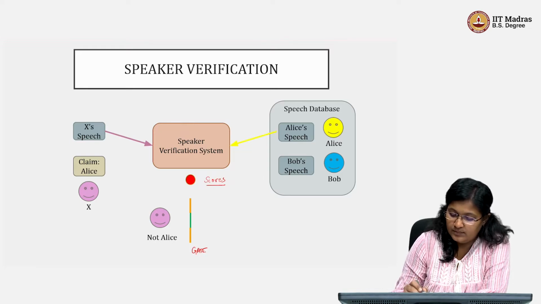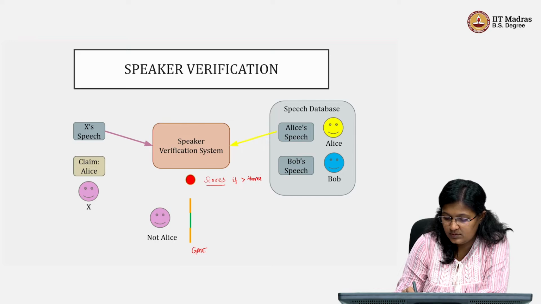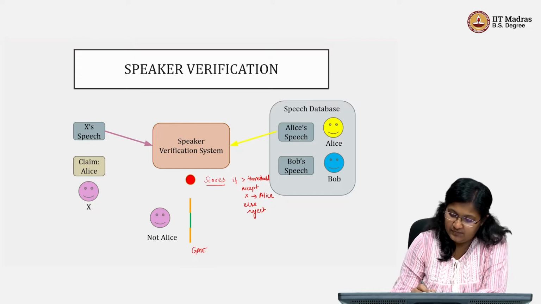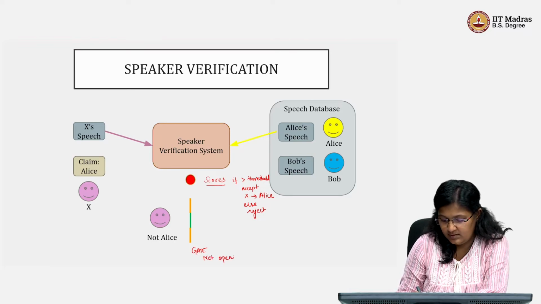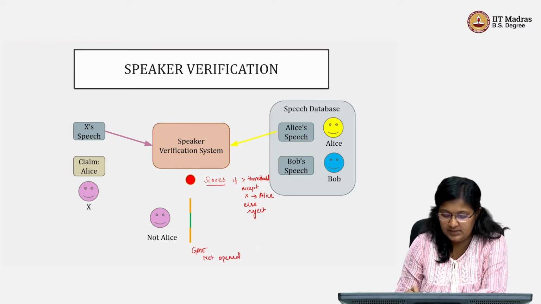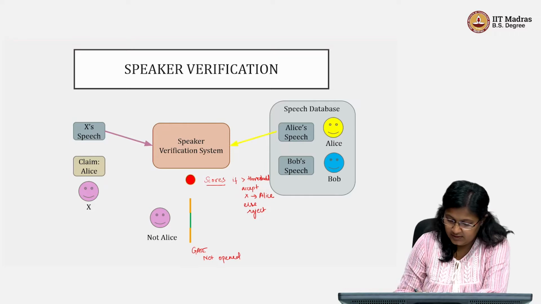So this score, if it is greater than some threshold, we'll accept that X is Alice, else reject. What happens if, let's say red here marks the score is lesser than threshold. So this gate is not opened. Our security guard, the speaker verification system, is not going to open the gate.